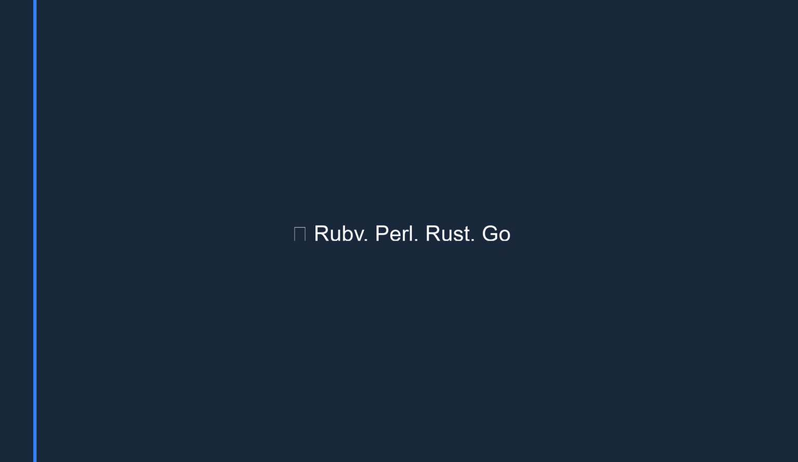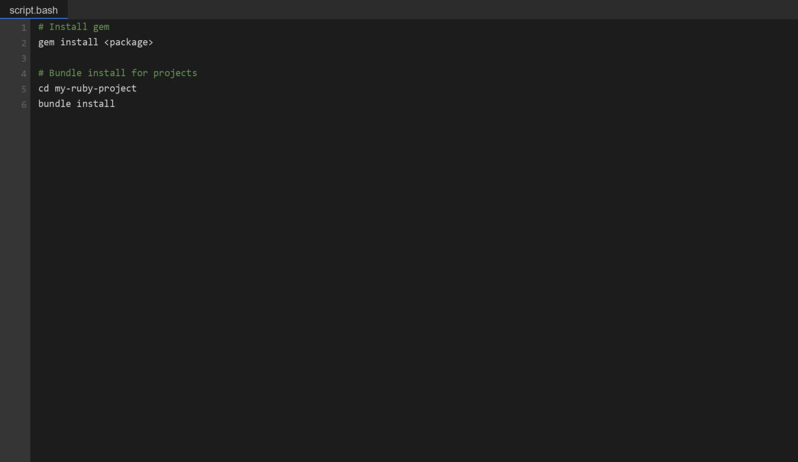Ruby, Perl, Rust, and Go. Ruby package management centers on two tools: gem for individual package installation and Bundler for project-level dependency management. gem install package installs a Ruby gem globally, making it available system-wide.